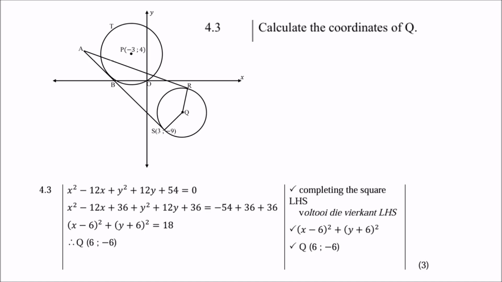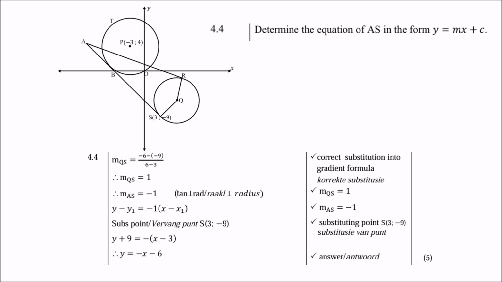In 4.4, determine the equation of AS in the form y equals mx plus c. Let's first start with the gradient of QS. The m of QS, remember we have point Q and point S, then we use change in y over change in x. That means (-6 minus -9) over (6 minus 3). So the gradient of QS is positive 1.